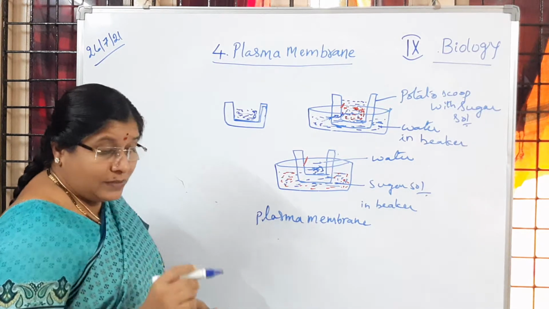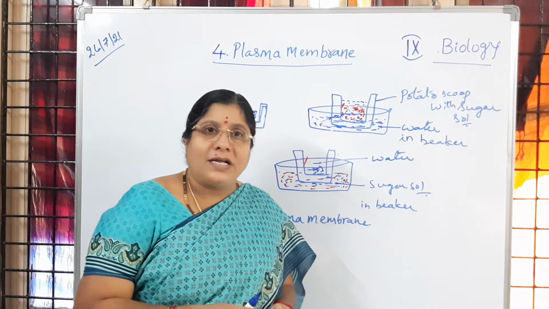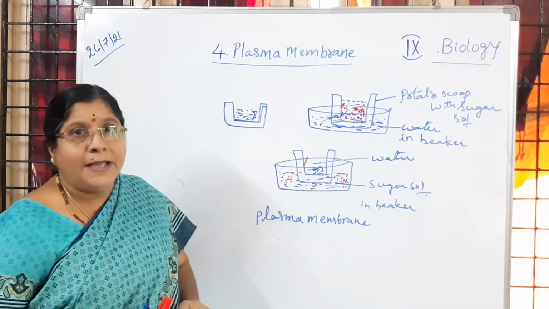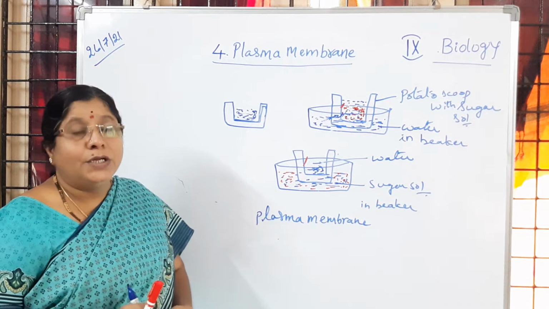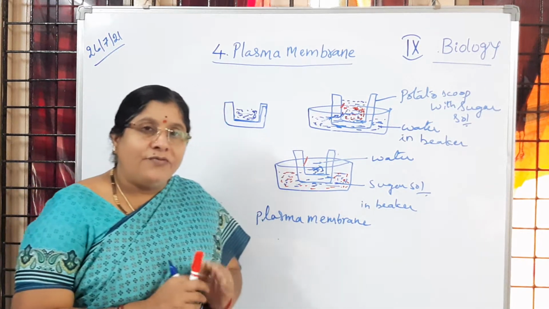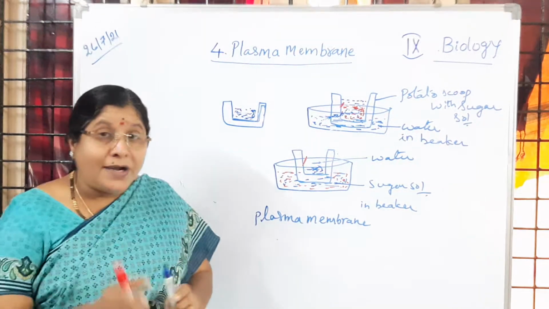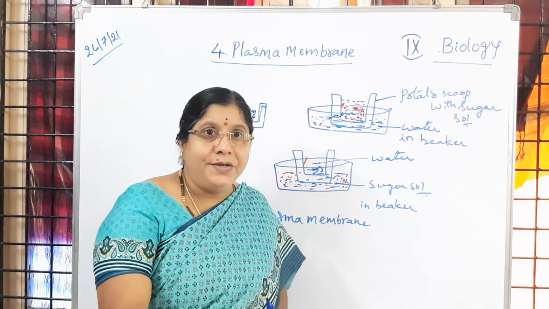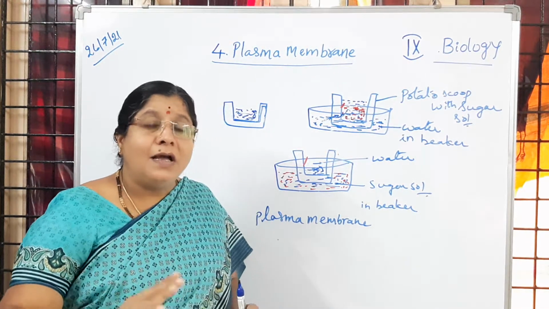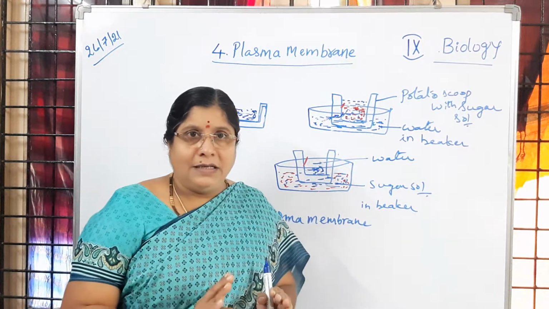Now this point you have to remember, the entry or exit of water through the plasma membrane, very important point. Through the plasma membrane, how is that movement taking place? From low concentration to higher concentration. This point you have to remember. Is it clear to you? Low concentrated water is always moving towards the high concentration of the sugar solution we are taking here. Is it clear to you?